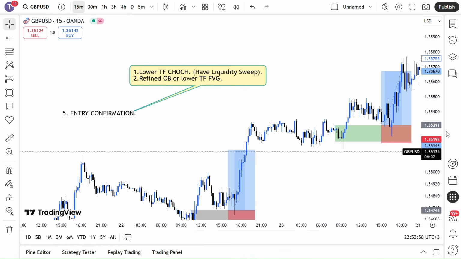So if you are a swing trader, you should have that criteria that you follow when trying to enter your trade from, let's say maybe from the 1 hour time frame, or whichever time frame you choose to trade from. So number two, you should ask yourself, are you seeing a refined order block or a lower time frame fair value gap forming?